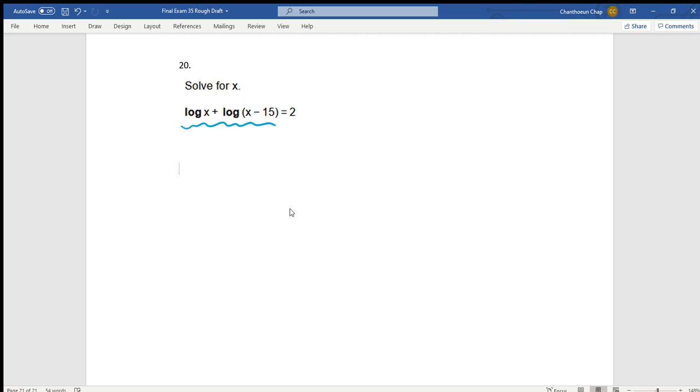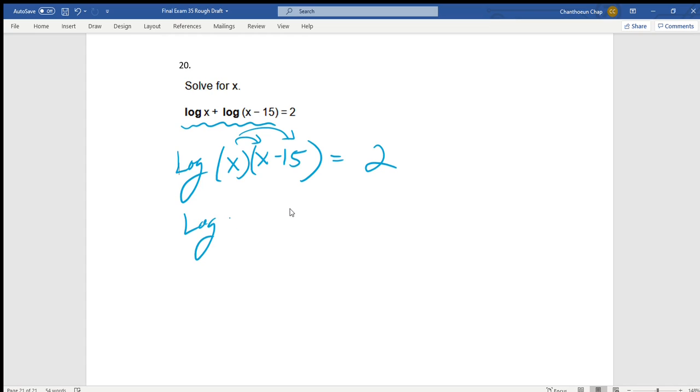Question 20. We have log x plus log of x minus 15 equals 2. I'm going to use the product rule for the first two here. This is log of x times x minus 15, and that should be equal to 2. We can distribute the x now. This simplifies as log of x squared minus 15x, and that's equal to 2. Now it's going to be difficult to get rid of this log unless you know what the base is. Since the base is not there, we know it's a base of 10.